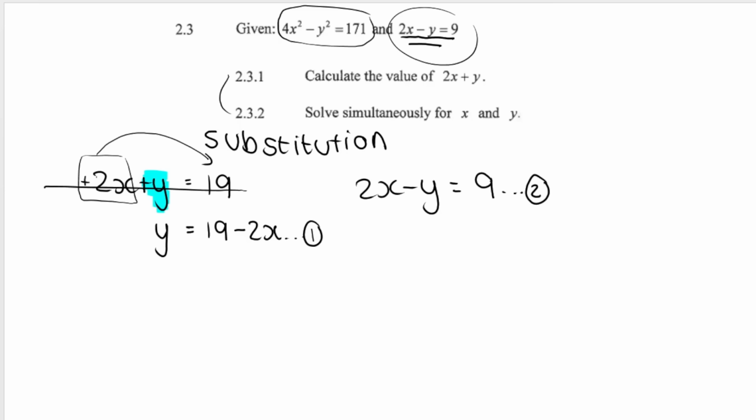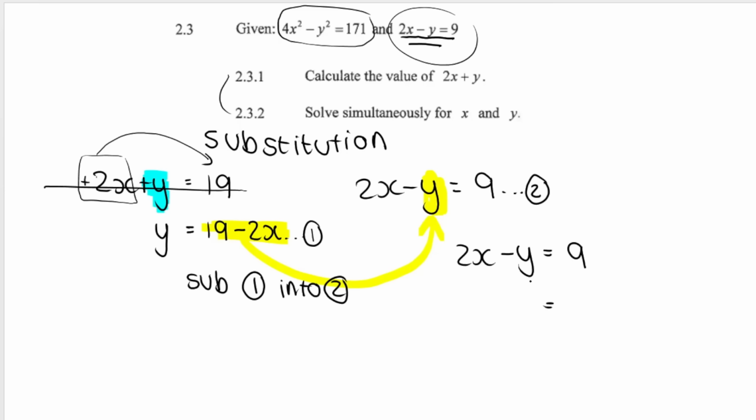Now, what you need to recognize, and this is where a lot of students don't understand, is that this equation is telling me that y is equal to 19 minus 2x. So in the other equation, everywhere where you see a y, you must substitute 19 minus 2x in that place of y. So what we're going to do is we're basically substituting equation 1 into equation 2. So I'm going to rewrite equation 2 here for you. But in the place of y, I'm putting this. And remember, when you substitute, you must use brackets.